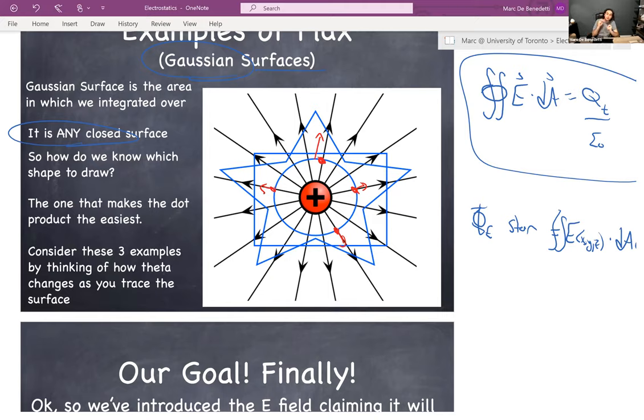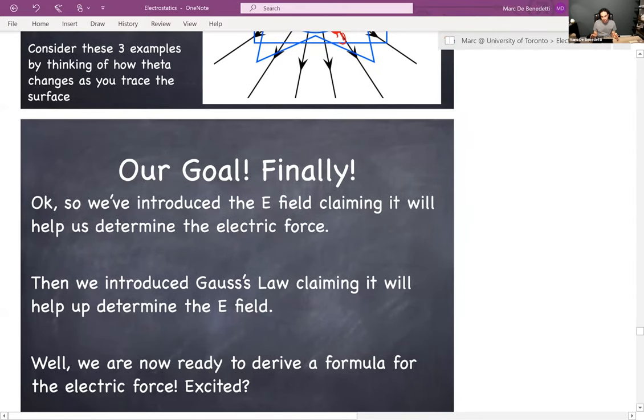I still do not know how strong the E field is along this sphere. But what I do know is that the strength of the E field at this location is the same as at all of the other locations. It's unknown, I don't know what it is, but it's the same. And as long as it's a constant, I can factor it out of the integral. So we have finally reached our goal. We can finally use Gauss's law to obtain the formula for the E field. And using that, we can then multiply by Q and obtain the force with F equals QE.